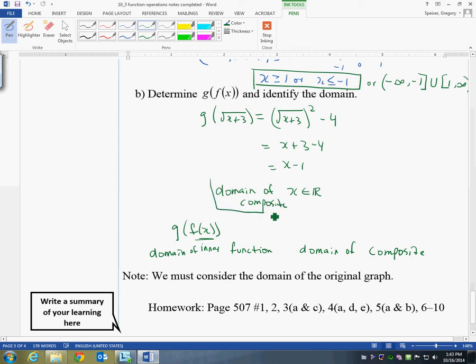Now, what is the domain of the inner function of f of x? Now f of x is equal to root x plus 3. What's the domain of that? Well, x plus 3, and we'll switch to a different color here, x plus 3 has to be greater than or equal to 0, so therefore x has to be greater than or equal to negative 3.